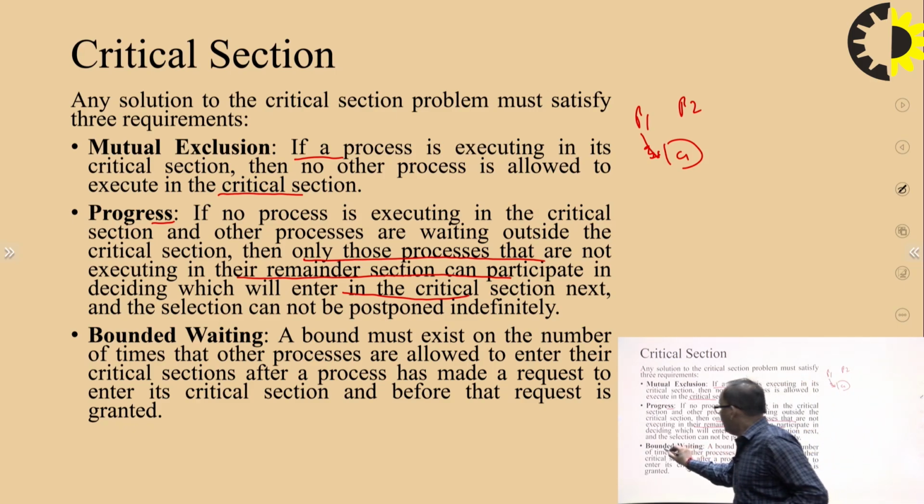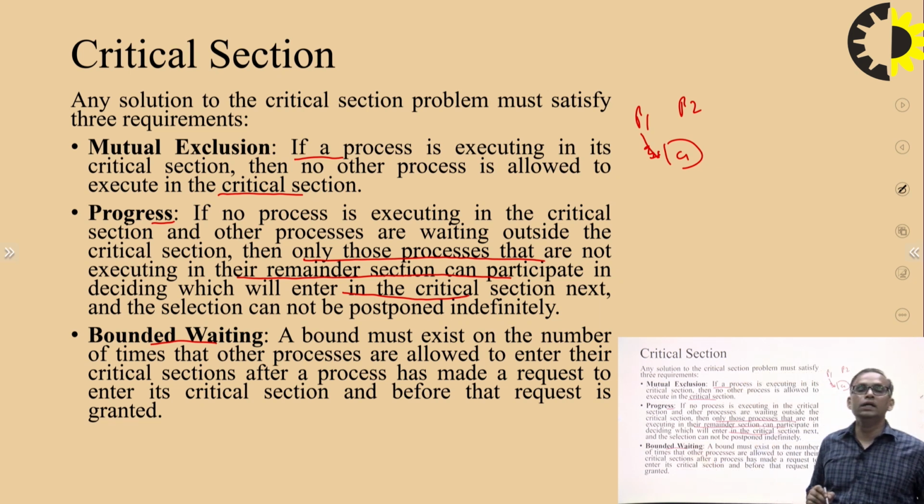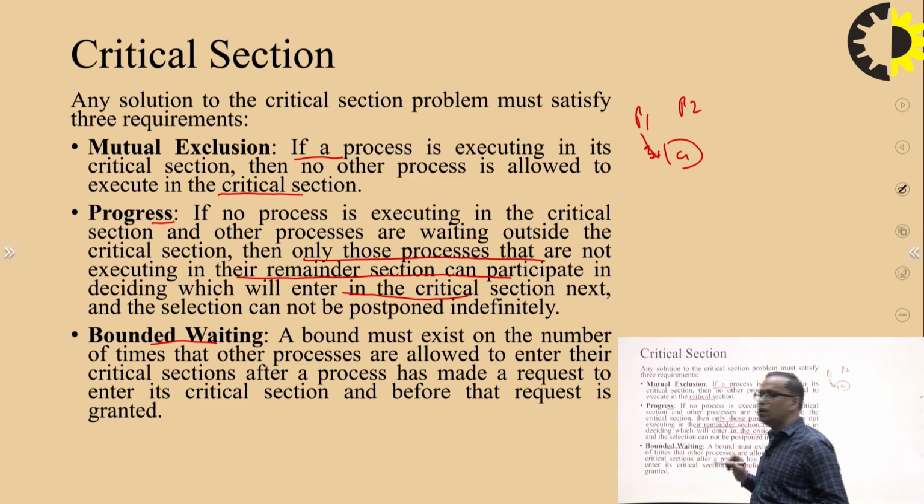Third condition is the bounded wait condition. The bounded wait condition basically decides a limit. It means how many times a particular process can enter its critical section. So we have to apply a limit for that entry. That is why this is known as the bounded wait.